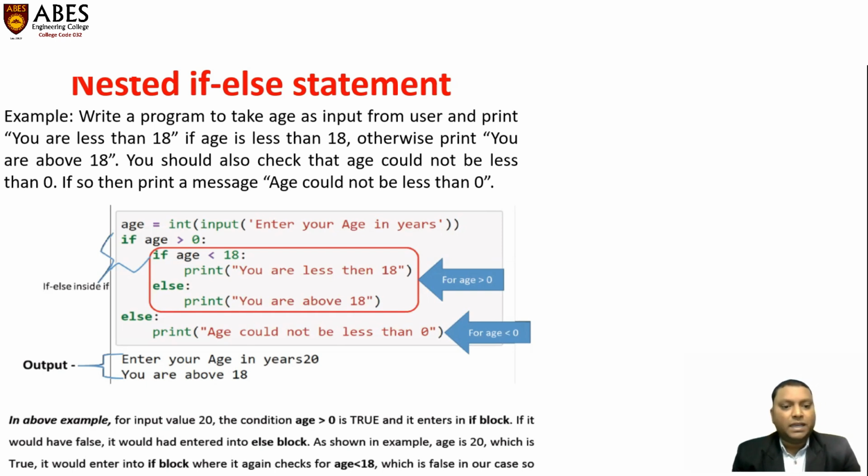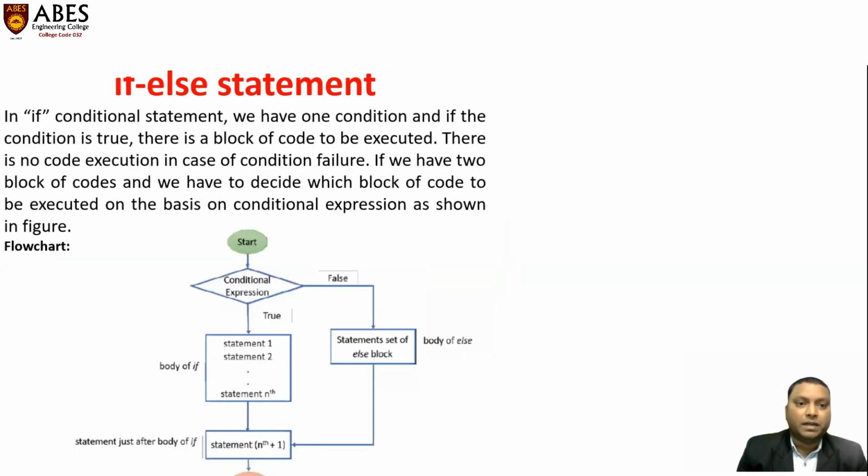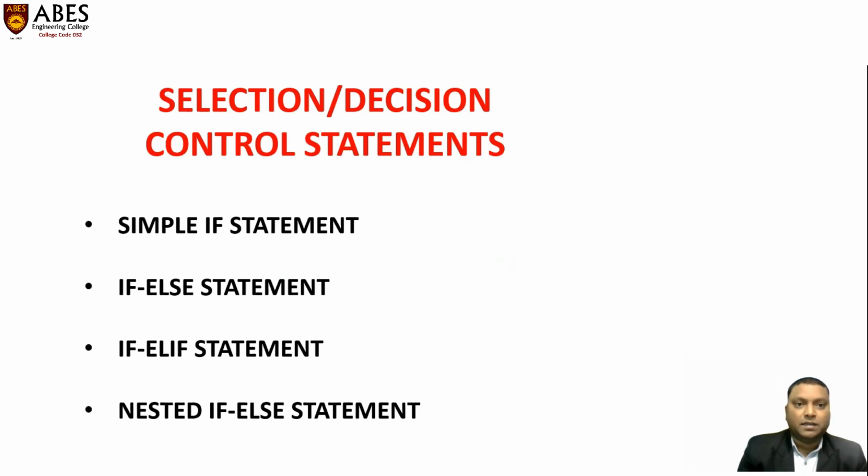It would enter into the if block where it again checks. After entering the if block, it will again check whether the age is less than 18, which is false in our case. So the else part would execute and the output will be you are above 18. So this program will simply execute by this scenario. I think this is clear to you. Let me revise the concept.